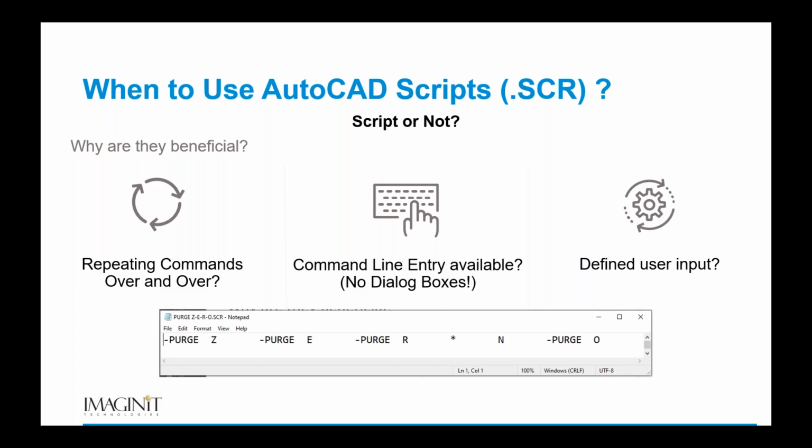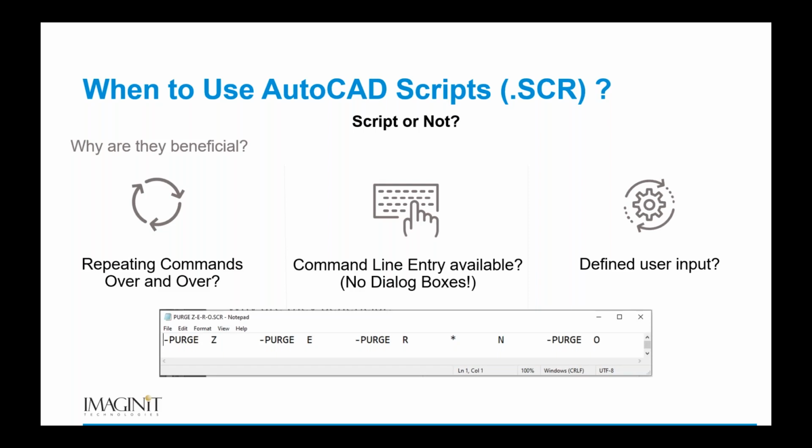So basic command line entry, repeating commands over and over. The purge example that I had earlier, this is the purge script that would be running zero length geometry, empty text objects, reg apps, and orphan data. So that's all going to be run in one sequence, and the results would pop up in the command line just like you would have been typing them in one by one.